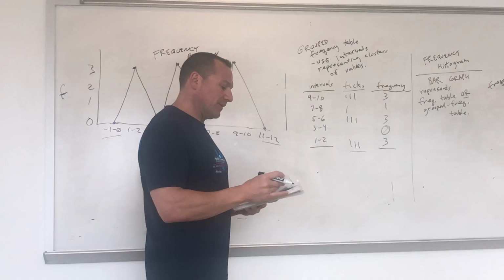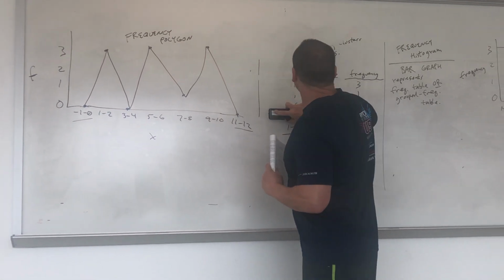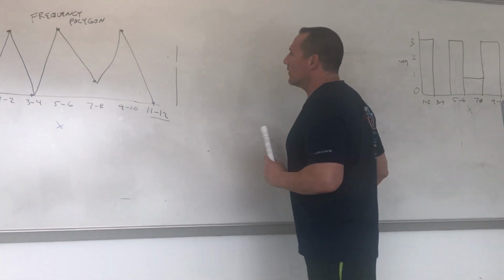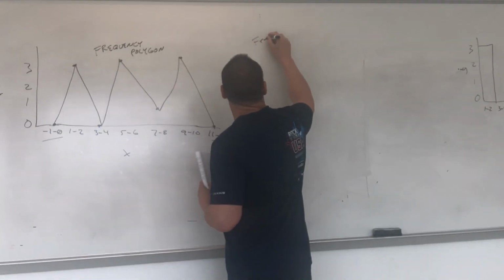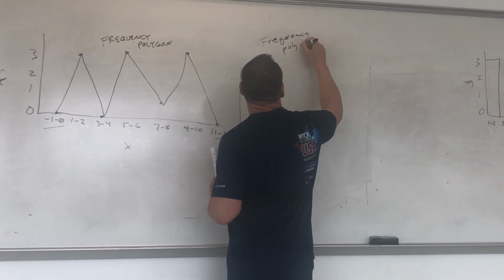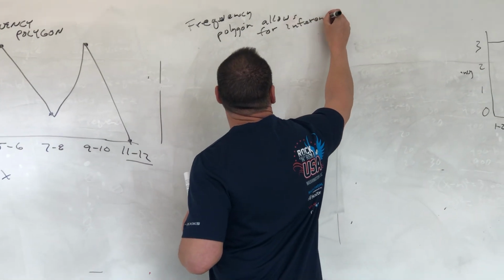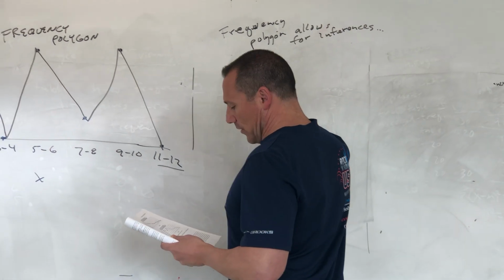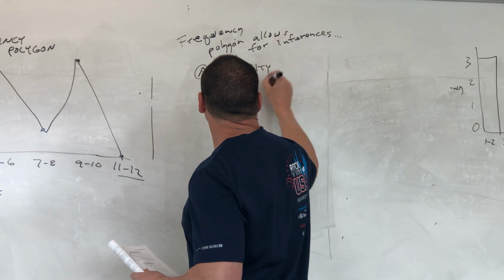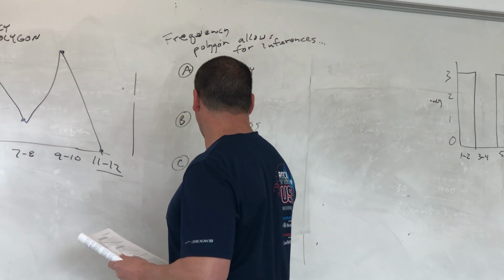The final section in this chapter has to do with information we get from the frequency polygon. So the frequency polygon is really useful for statisticians because we can make inferences about the data. So the frequency polygon allows for inferences. And the inferences are in terms of A, what I'll call modality, B, what I'll call skewness, and C, what I'll call kurtosis.